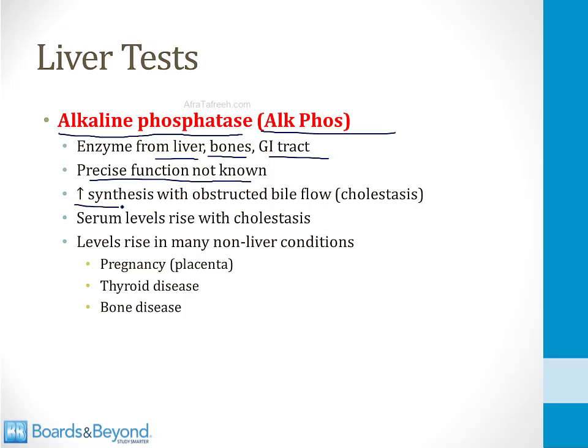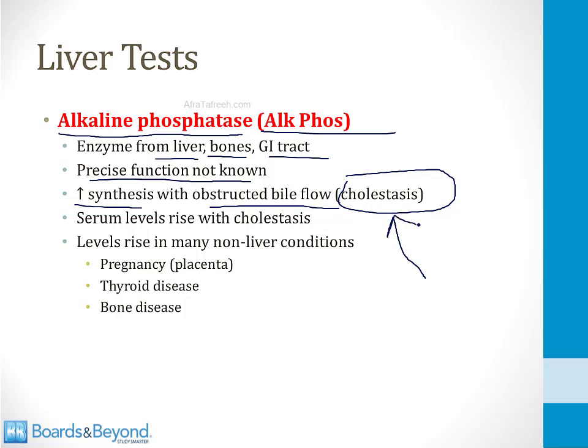And the most important thing to know about this enzyme from the point of view of the liver is that there is increased synthesis of this enzyme with obstructed bile flow, which is called cholestasis. So anytime there's obstruction to bile flow, bile duct epithelial cells begin to synthesize more of this enzyme, and the level of this enzyme in the serum will rise, which you can detect with a blood sample. And an elevated ALK-Phos level is a hallmark of cholestasis, which I talk about in a number of other modules.